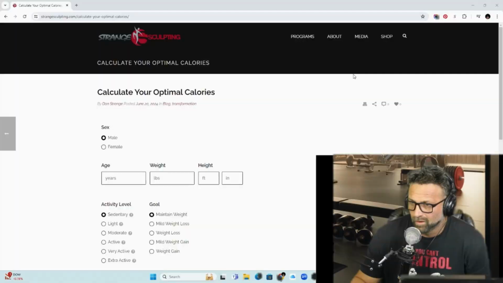So what I would do instead is I would open up my calorie calculator. So here it is, right? Let me pull it up real quick. Here it is. Look. Okay, this is my calculator. It's how I calculate your optimal calories. And if you want to go to this screen, go to this calorie calculator, you just type in strangesculpting.com/calculate-your-optimal-calories. It's going to take you right here. I wouldn't do that, though. I just go to show notes below. Click on the link, how to calculate your optimal calories. It's going to take you there.